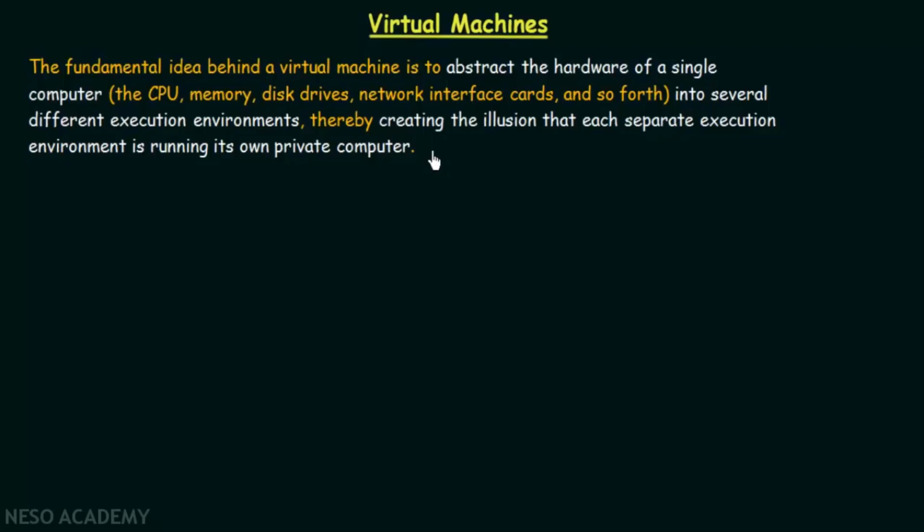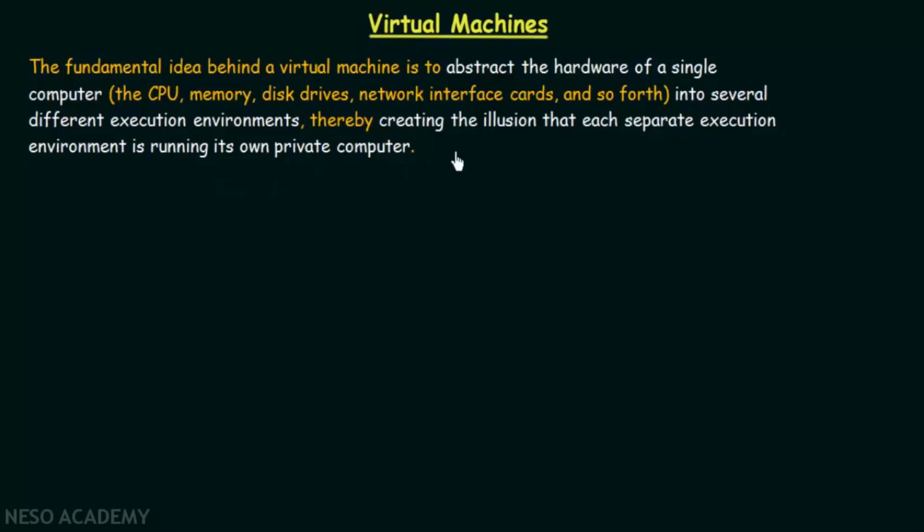Alright, so here we have a long definition. Now let's try to break this definition down and understand what virtual machines actually mean. The fundamental idea is to abstract the hardware of a single computer. So we have a single computer which has its hardware resources like the CPU, the memory, the disk drives, the network interface cards, and so on. We abstract the hardware of this single computer into several different execution environments, and hence we create the illusion that each separate execution environment is running its own private computer.